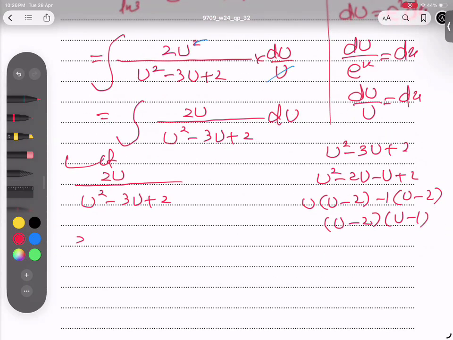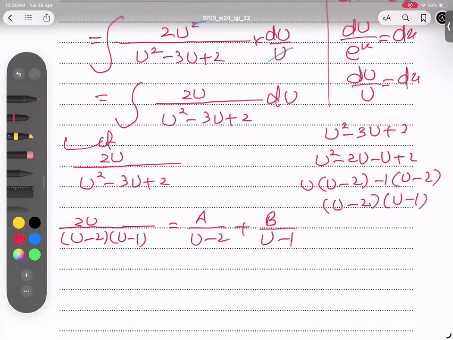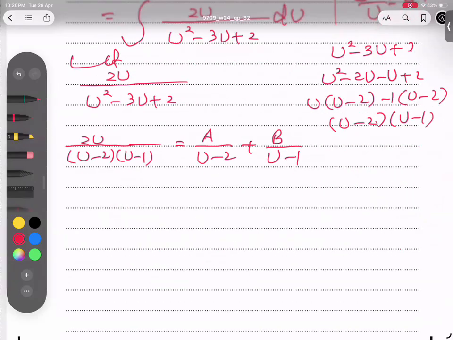So I'm getting 2u over (u minus 2)(u minus 1) is equal to a over (u minus 2) plus b over (u minus 1). Multiply the whole equation, student, with this one. When I multiply this one, this cancels, I get 2u. And when I multiply with this factor, this will cancel with this. So with a, I will get u minus 1, and with b, u minus 2. Done. Now I'm going to put what?